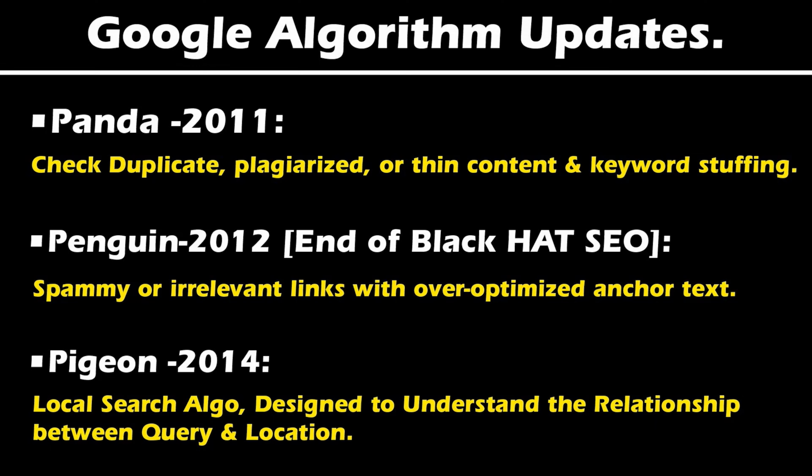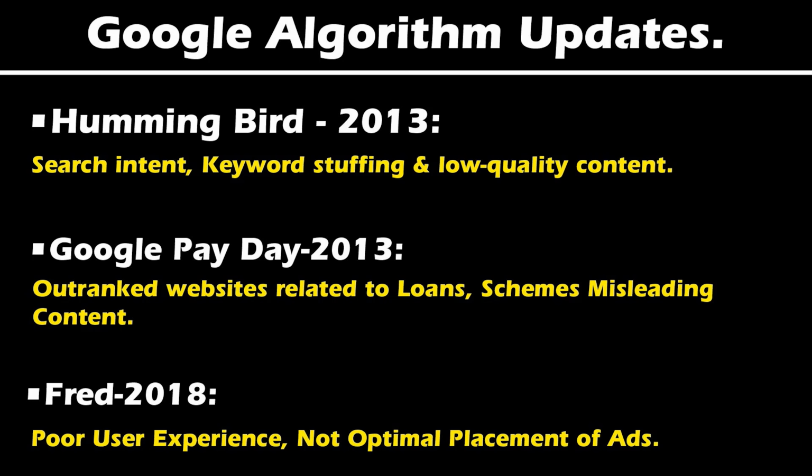Launched in 2011, Google Penguin algorithm came into the market in 2012. Google Pigeon algorithm came to the market in 2014. Google Hummingbird algorithm, released in 2013. Google Payday algorithm, launched in 2013. Google Fred algorithm, 2018 comes to the market.